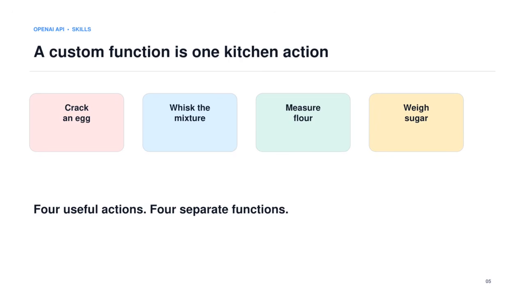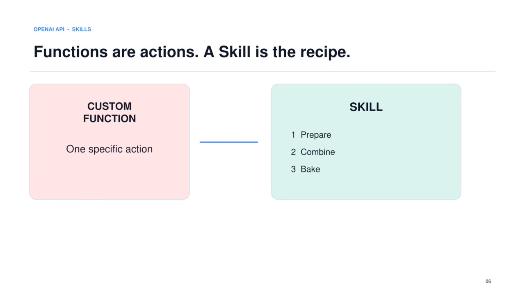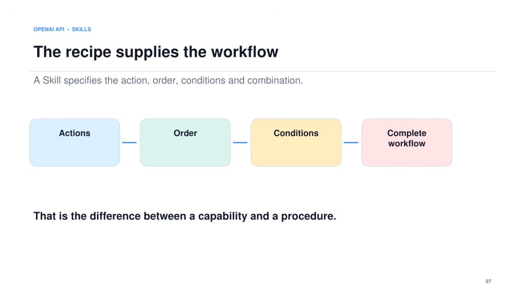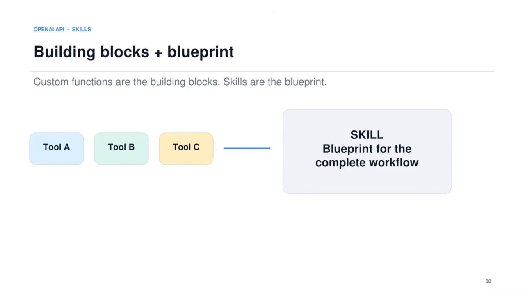A custom function might teach the AI how to crack an egg, or whisk the mixture, or measure out the flour, or weigh the sugar. Each custom function performs one specific action. A skill is the recipe. The skill tells the AI exactly which actions to perform, in what order, under what conditions, and how to combine them into a complete workflow. In other words, custom functions are the individual building blocks. Skills are the blueprint that brings those building blocks together.